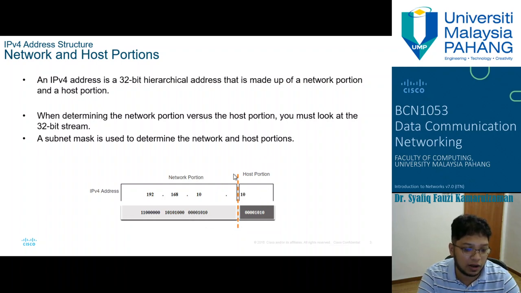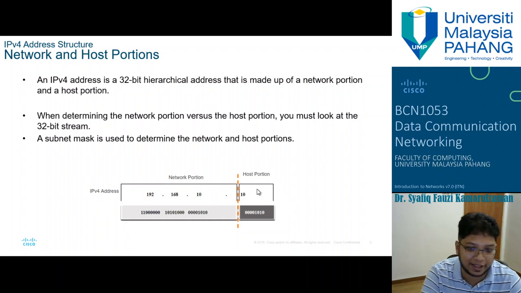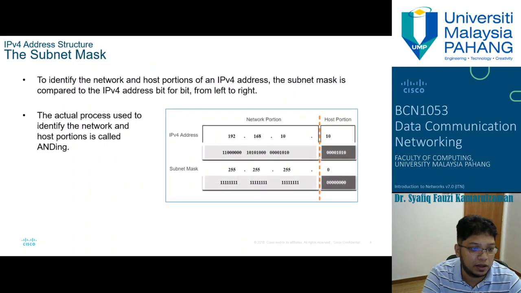You need to understand that all IP addresses have a network portion and a host portion, and with an IP address, we usually have what we call a subnet mask. A subnet mask is another set of numbers, like the address, that accompanies the IP address so that you can easily distinguish which part is the network portion and which part is the host portion. It works almost the same as the IPv4 address. To identify the network and host portions of an IPv4 address, the subnet mask is compared to the IPv4 address bit by bit from left to right. Remember, from left to right.